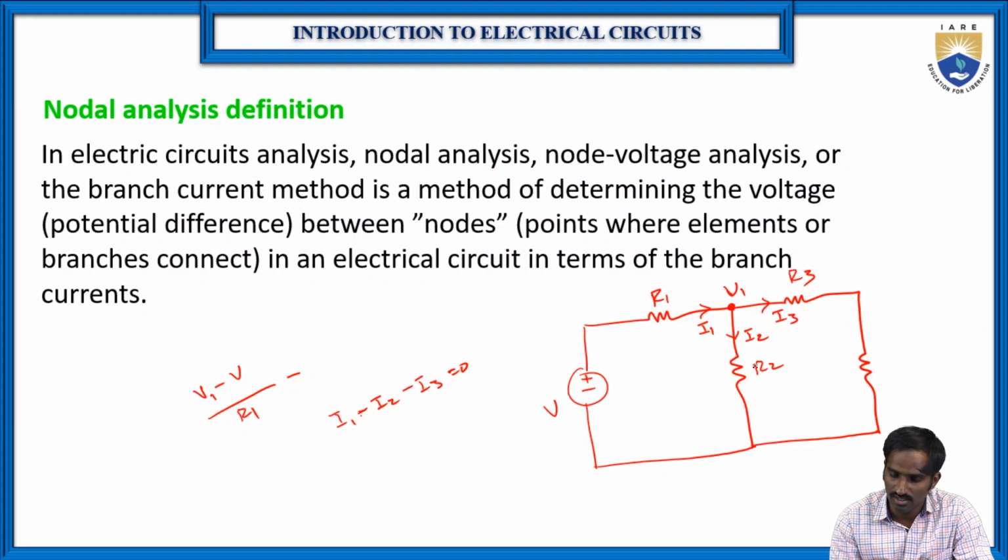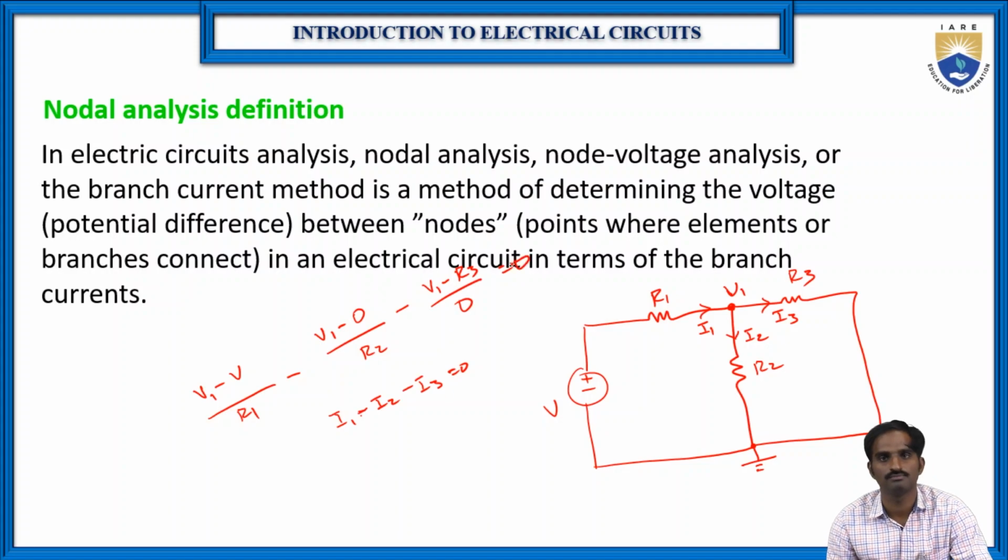So here, V1 minus 0, since we usually consider the ground as the zero potential point, by the resistor R2, which represents I2. And I3: similarly, V1 minus, and let us consider only R3 here, there is no resistor, right? So the equation is equal to 0.